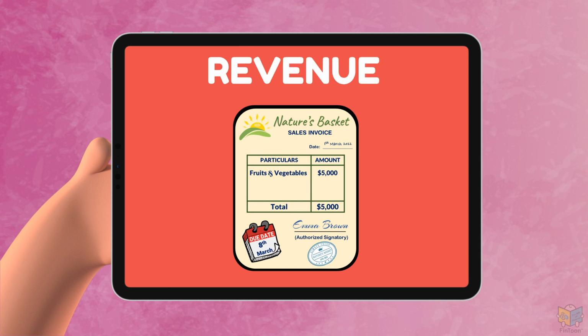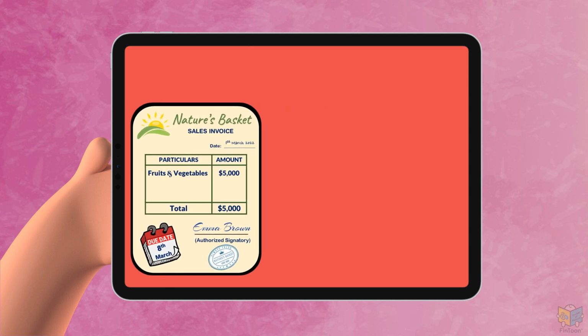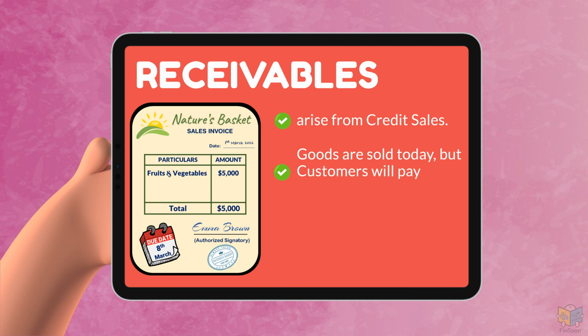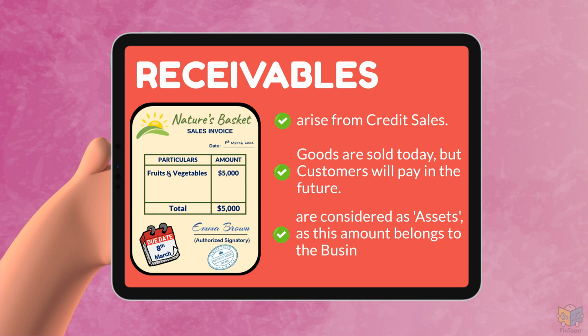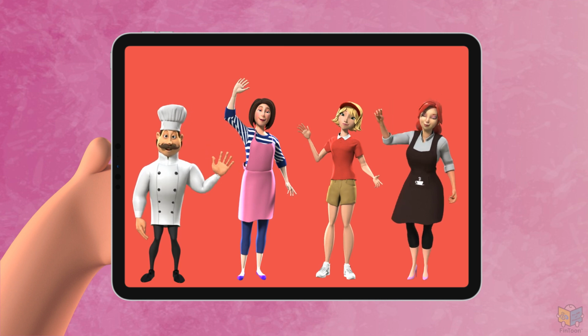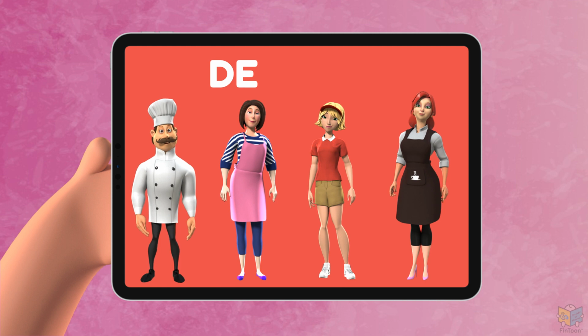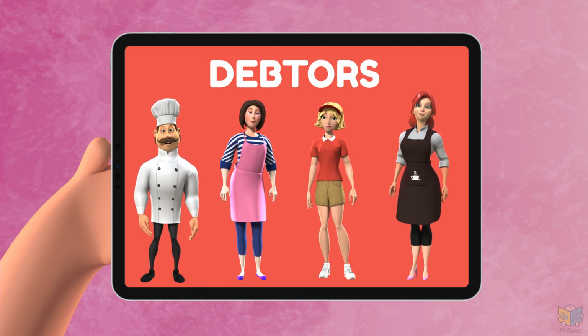But as the payment will be received later, it is called receivables. Goods are sold to the customers today, but the payment will be received after some time. Receivables are also included under the category of assets, as this amount of money belongs to the business. These restaurants and cafes who owe money to Nature's Basket are called debtors of the business, as we have to receive money from them.